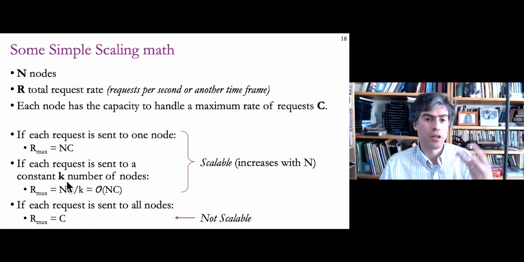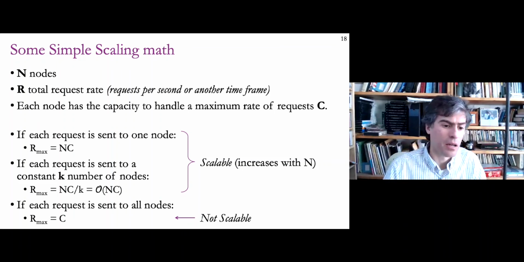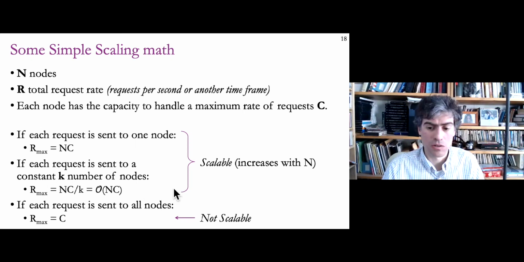Like k might be 3 nodes. If you have to involve exactly 3 nodes in every request, that's unfortunate compared to just involving 1, but it's still scalable. It just means you need 3 times as many nodes. Every time you add 3 nodes, you're adding a factor of c to the amount of requests that can be handled. So that's still scalable. Involving 1 node in every request is scalable, and involving a constant k number of nodes in every request is also scalable.